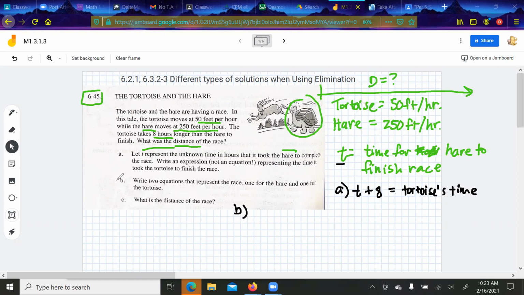Part B says write 2 equations that represent the race, one for the hare and one for the tortoise. Okay, so we're going to use that formula that I talked about earlier in the chapter. Distance equals, who remembers it? It's very short. Distance equals what times what? You can unmute yourself or put it in the chat. No answers in the chat? Oh, one person. Yeah.